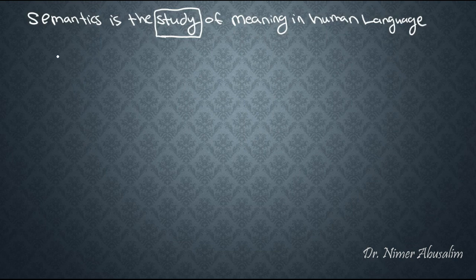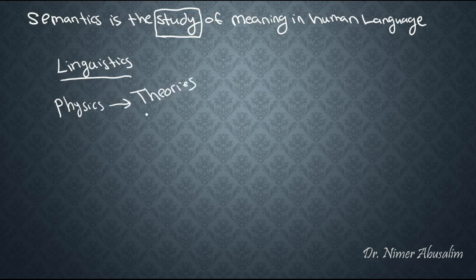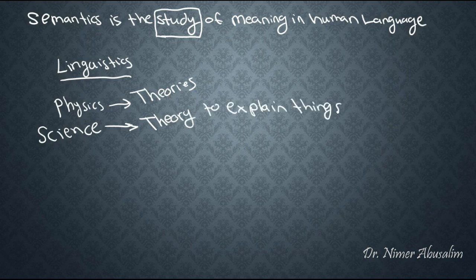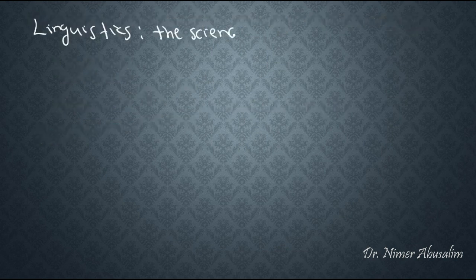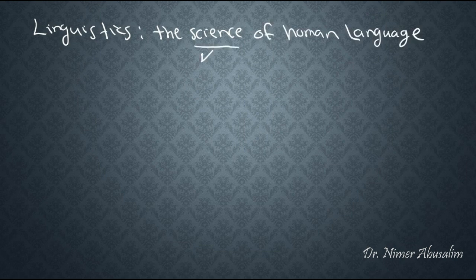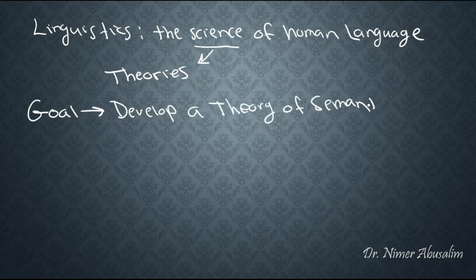Semantics, being a study, is part of a larger study called linguistics. Now, in any study or any discipline of study, you have theories. So, for example, in physics, you have theories that explain things. So, generally speaking, a science requires a theory to explain things. Now, given that linguistics is the science of human language, this means that linguistics itself would require its own set of theories, just like any other science. So then our goal is to develop a theory of semantics.